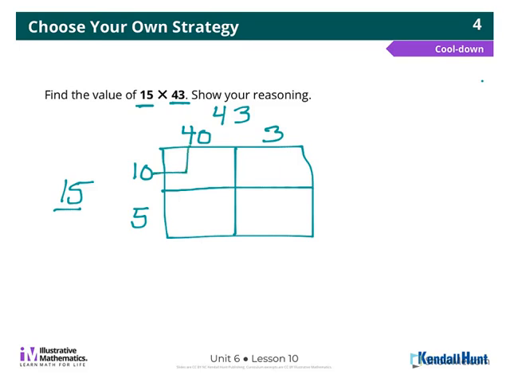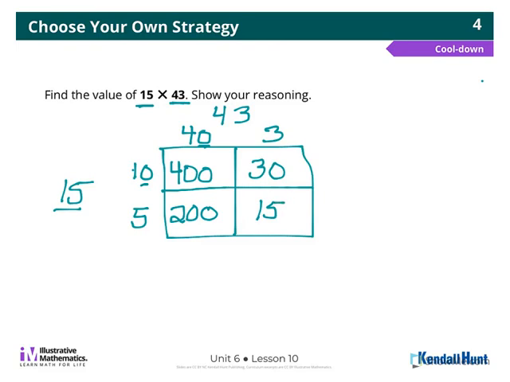10 times 40, well, 1 times 4 is 4, and there's 2 zeros. Okay, then I do 10 times 3, which is 30. Then I do 5 times 40. So 5 times 4 is 20, but I have a 0, so I add a 0. And then 5 times 3 is a math fact, and that is 15.